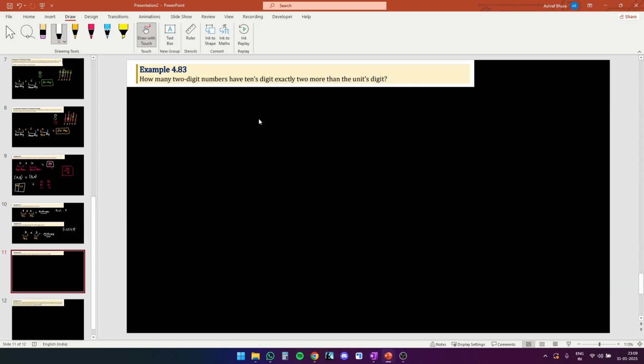Okay, next, how many 2-digit numbers have tens digit exactly 2 more than the units digit? So tens digit should be exactly 2 more than the units digit. So if I am having 1, so the tens digit should be 3. Okay, next, what is the next possible combination? 4 and 2, 5 and 3, 6 and 4, then 7 and 5, 8 and 6, 9 and 7. So how many combinations we get? We'll get a total of 1, 2, 3, 4, 5, 6 and 7 combinations.